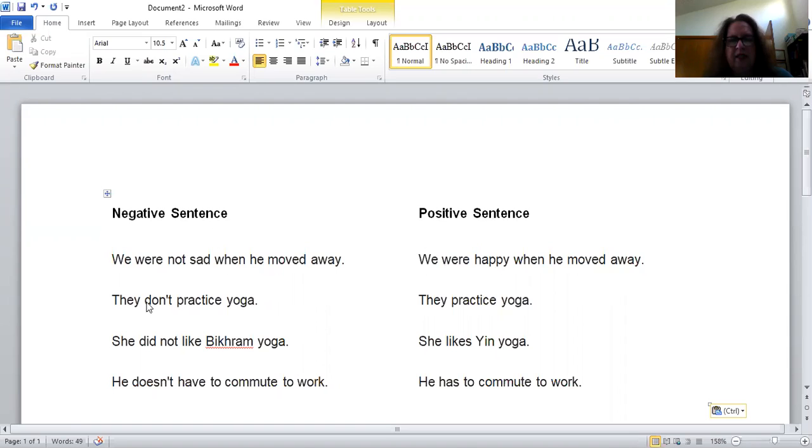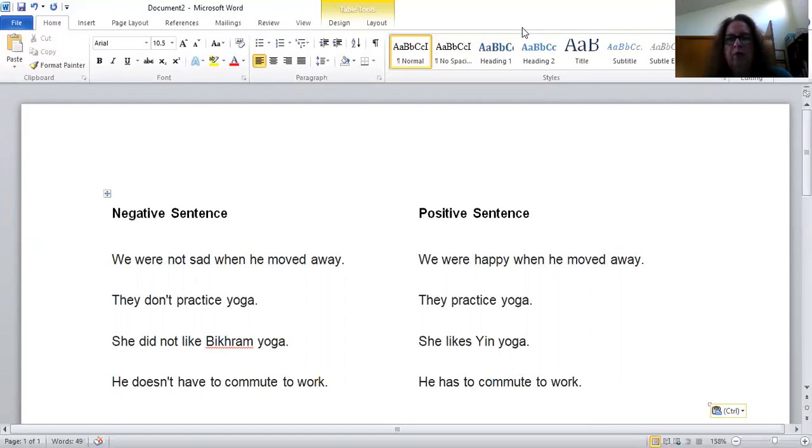Another negative sentence is: they don't practice yoga. And to make that positive: they practice yoga. A negative is: she did not like Bikram yoga. And positive is: she likes yin yoga. A negative is: he doesn't have to commute to work. And a positive is: he has to commute to work.